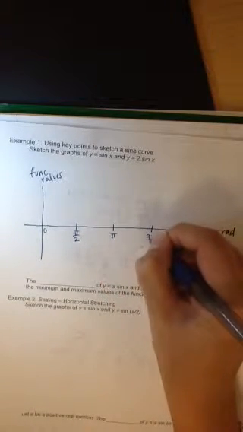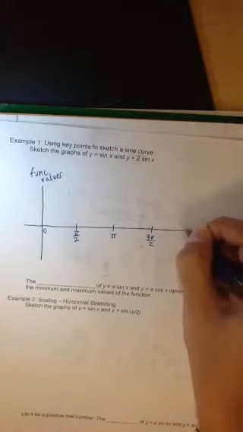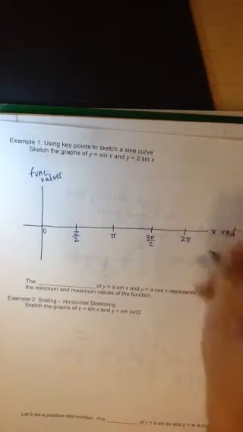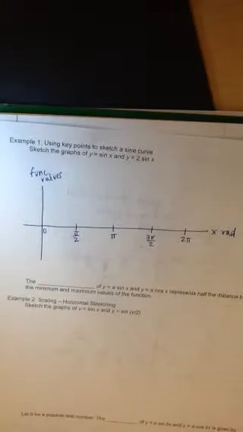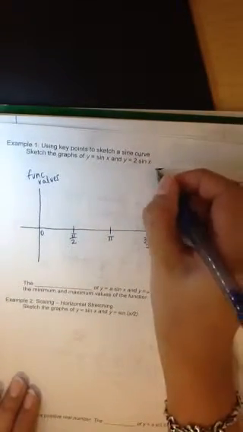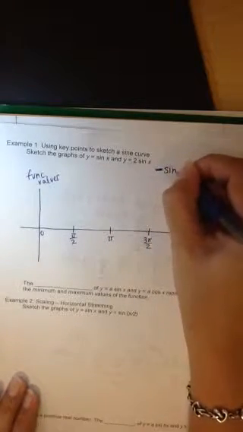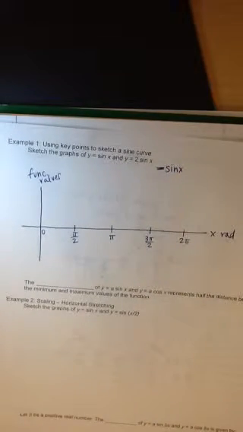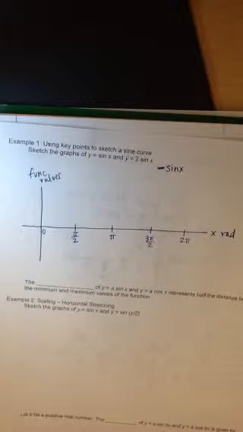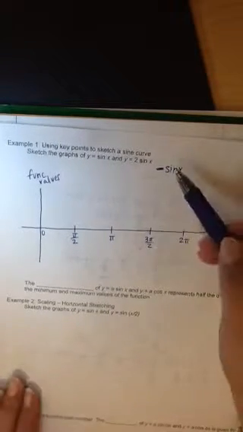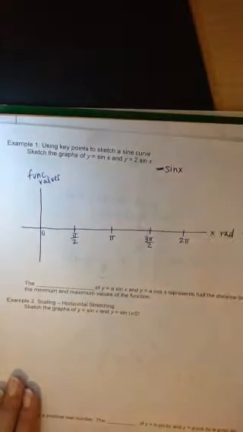Pi, 3 pi over 2, 2 pi. For the sine function, I'm going to make a little key for myself here. In the darker color, that's just going to be the parent function, sine x. And then I'm going to come in with a second color to graph my second function.